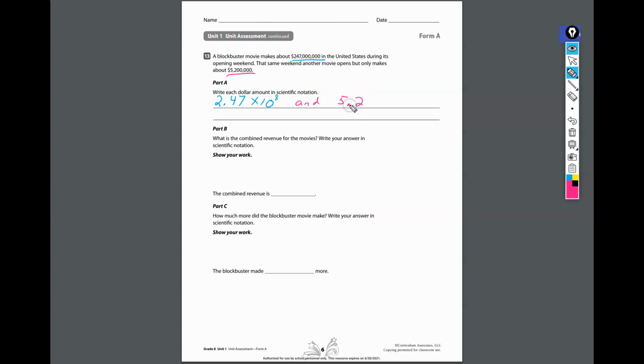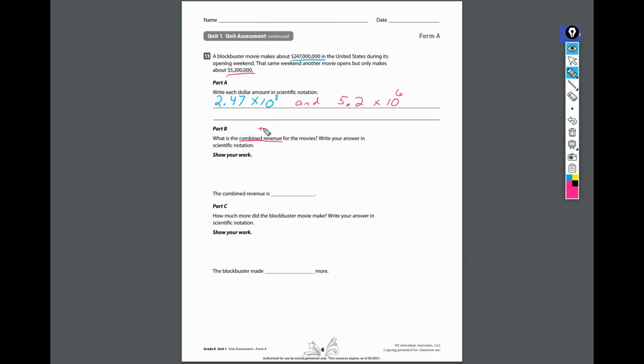And then the other movie, 5.2. Don't need all those zeros. And let's move that decimal over. 1, 2, 3, 4, 5, 6. Both of them are in scientific notation. Part B, what is the combined revenue? So combined revenue means that we are going to be adding them up.